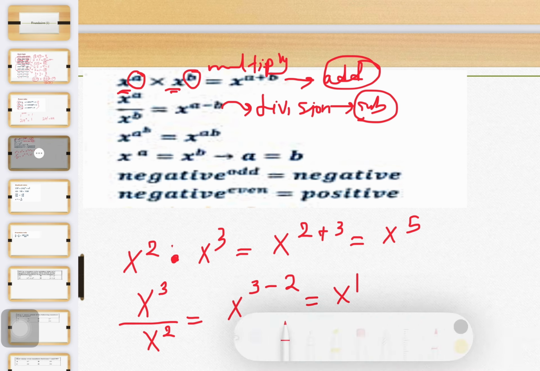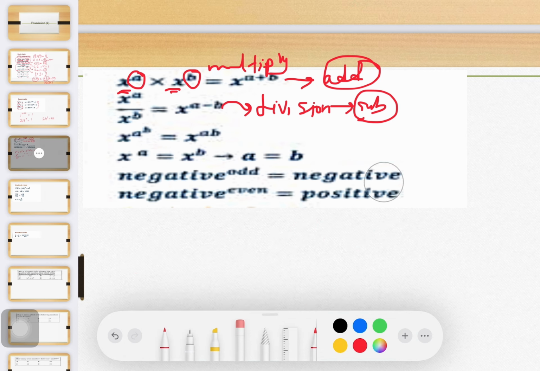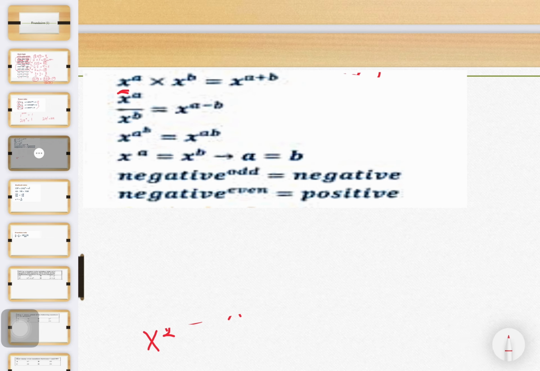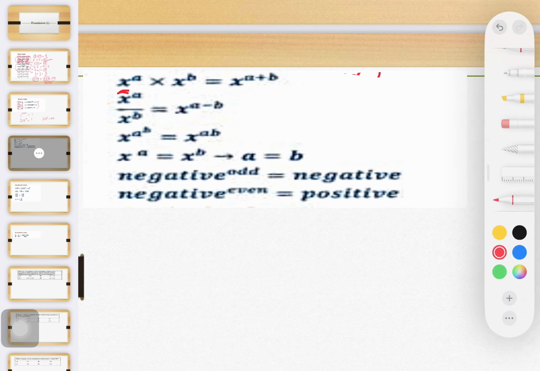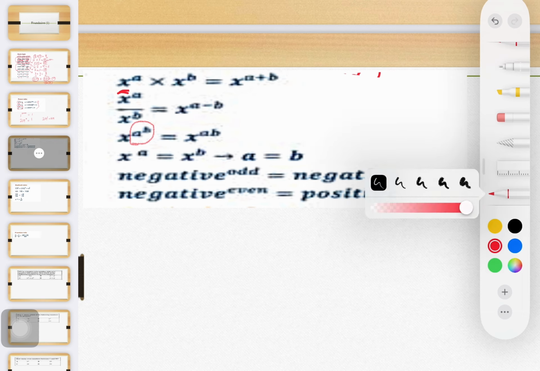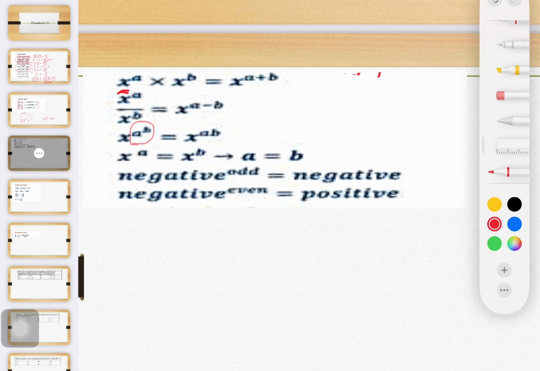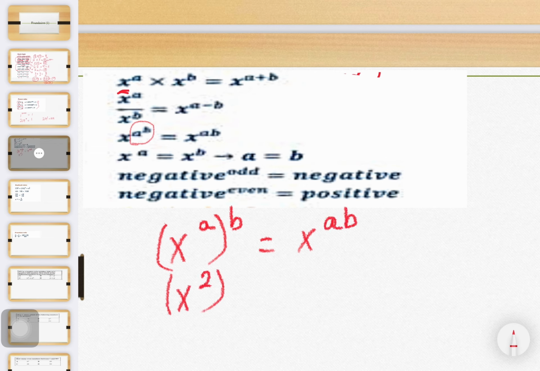Okay, what if we have a power over a power? Here I have a power over a power, so I will multiply the powers. I have a times b, so it's x to the power of a times b, like 2, for example, to the power of 3, all to the power of 2. So I will multiply the powers, so 2 times 3, which is 6.